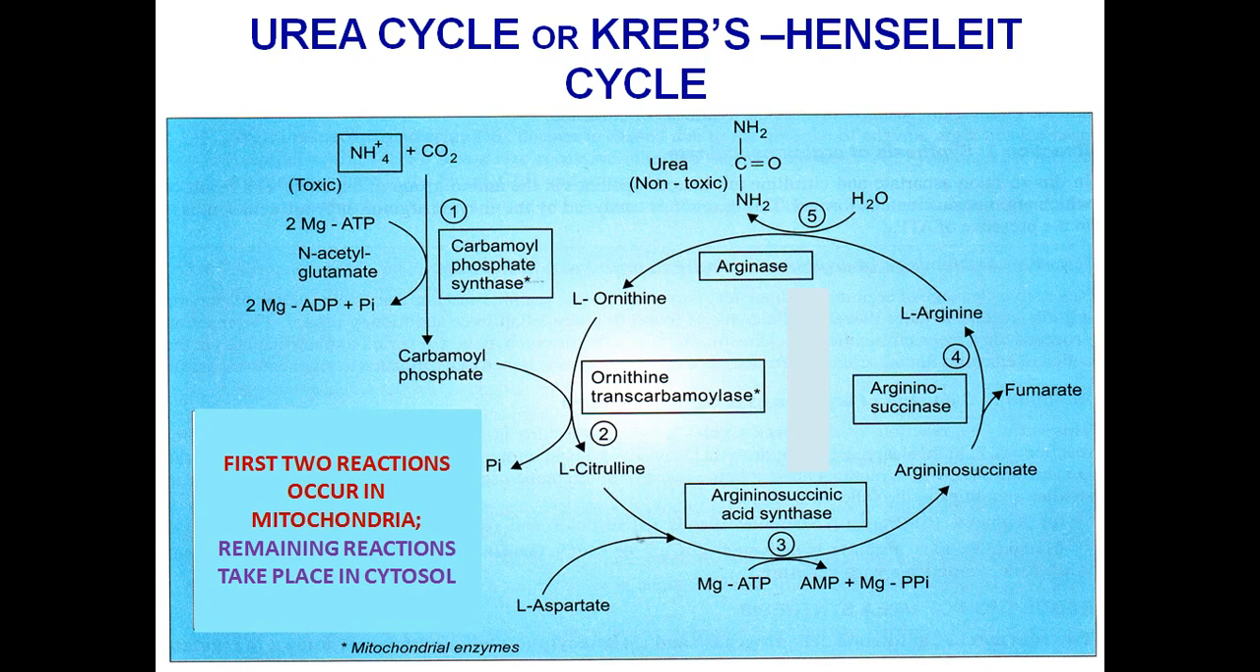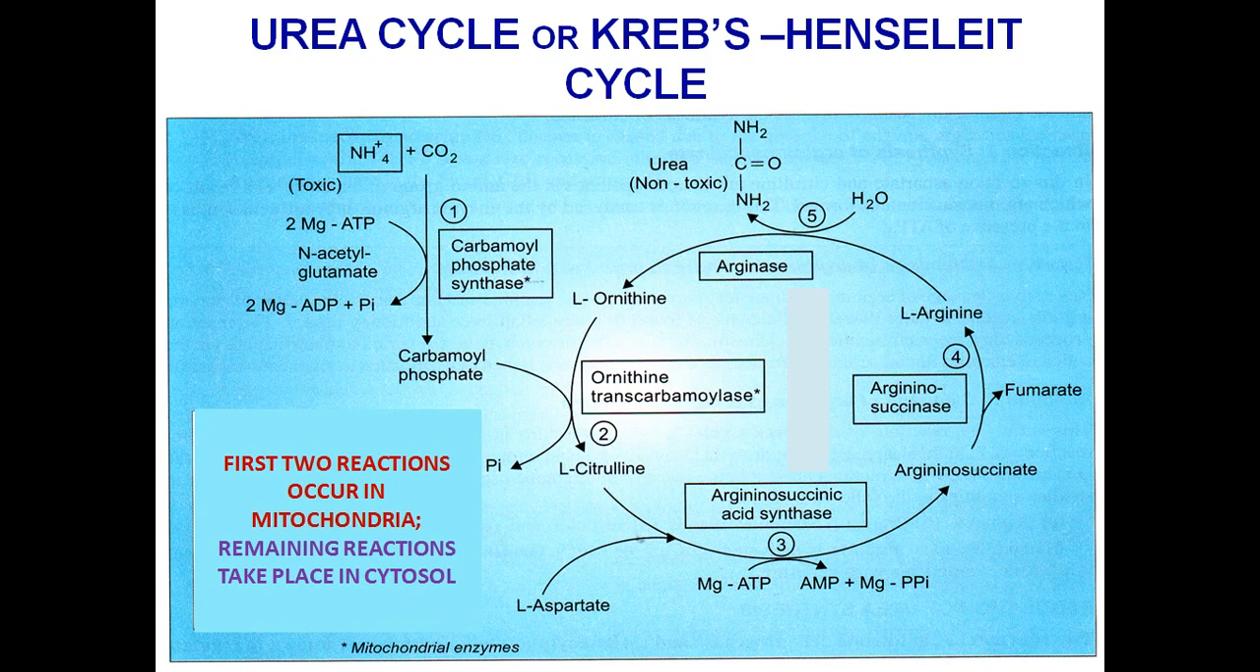One ATP molecule is required for the condensation in this reaction. ATP is converted to ADP and inorganic phosphate, and whenever there is conversion of ATP to ADP, there is a requirement of magnesium ions also. So this is the first step of the urea cycle, which takes place in the mitochondria, and the enzyme is carbamoyl phosphate synthase 1. It catalyzes the condensation of ammonia and carbon dioxide and synthesizes the compound called carbamoyl phosphate.